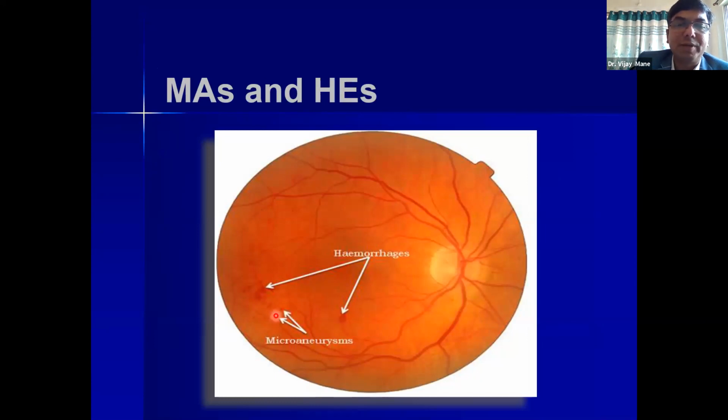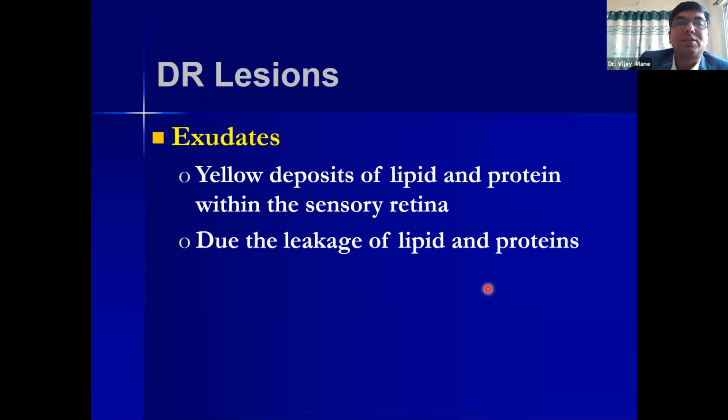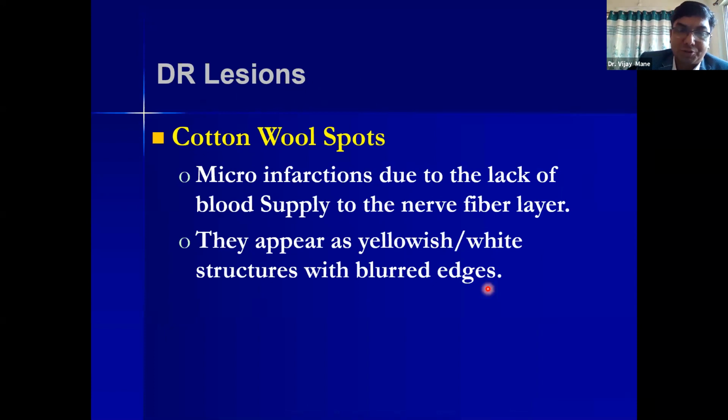So if you see here, very small blood drops are there, which are very difficult to identify, called microaneurysms and hemorrhages. So as I mentioned, to confirm whether these are microaneurysms or not, the only procedure that we have to follow is an angiograph, fluorescein angiography. Okay, fluorescein angiograph. The other lesions related to diabetic retinopathy are exudates and cotton wool spots.